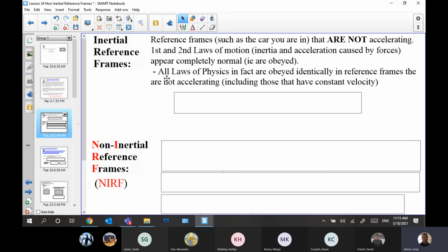In fact, all laws of physics are obeyed and are identical in all reference frames that are not accelerating, including if you have constant velocity. So even if you're inside of a vehicle traveling really fast, think of traveling along the 401 at 100 kilometers per hour, because of course that's the speed limit, so that's what everybody drives, right?